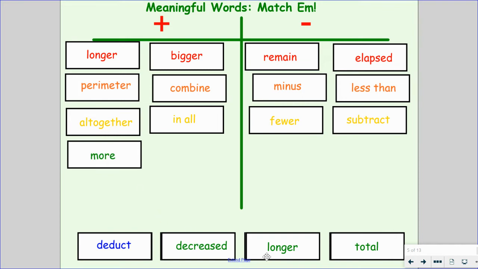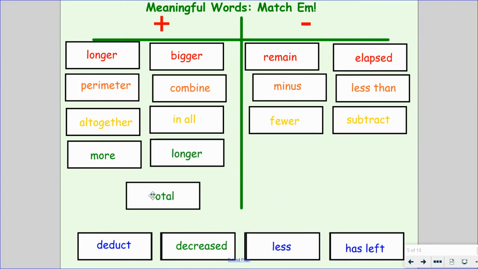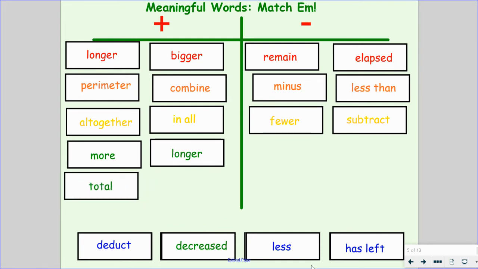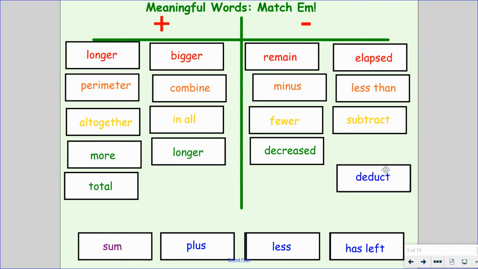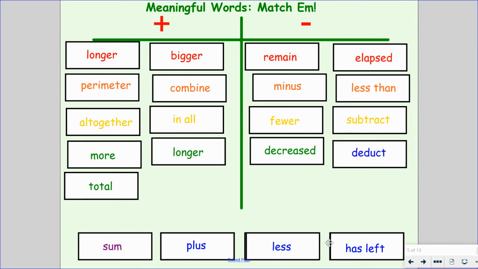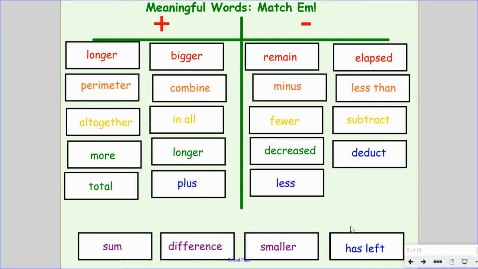More and longer. I would also argue that if we're looking for something total, we would increase. Meanwhile, decrease is going to go there. Now, some could make an argument for how much, if you say how much longer, then you're going to decrease or subtract 2 quantities. But if you're saying something gets longer, it would increase. Deduct is another word for subtract. Plus would be add. Less is going down or decreasing.